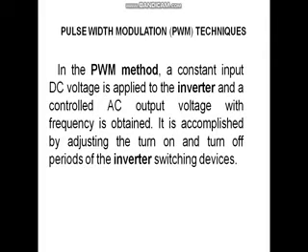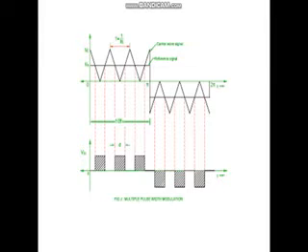In this pulse width modulation method, a constant input DC voltage is applied to the inverter. From a constant DC source, the inverter gets input voltage and produces a controllable AC voltage. That is the main concept. The controllable AC voltage with a desired frequency is obtained by means of the pulse width modulation technique. It is accomplished by adjusting the turn on and turn off time period of the inverter switching devices. So this is the pulse width modulation technique.